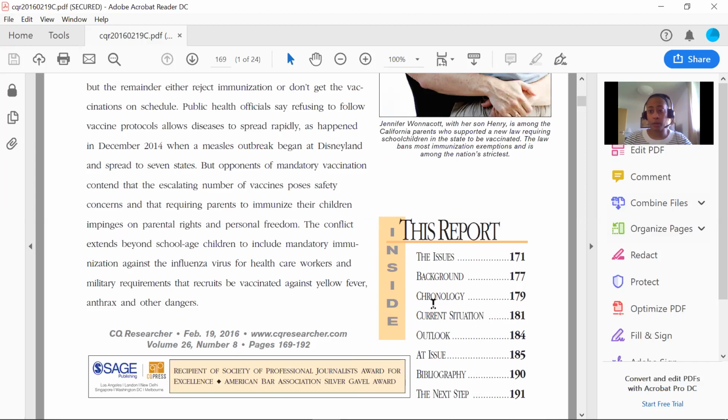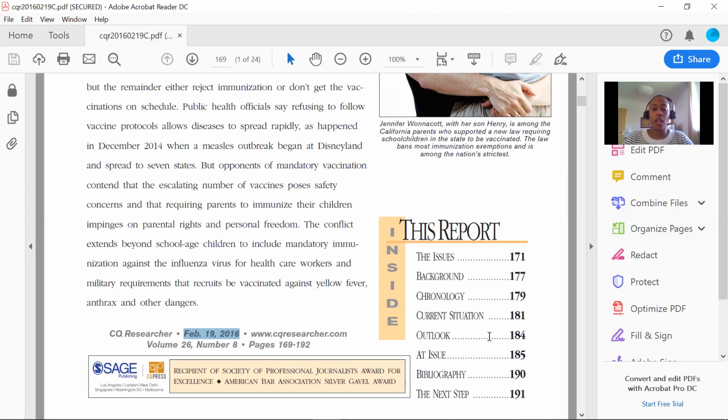So again, because this was published in 2016, you can see down here at the bottom, it was published in CQ Researcher on February 19th of 2016. So again, relatively recent, definitely within the 5-year mark that you want for all of the information on your annotated bibliography and on your argumentative research essay. It's in 2016, so that's perfectly fine.